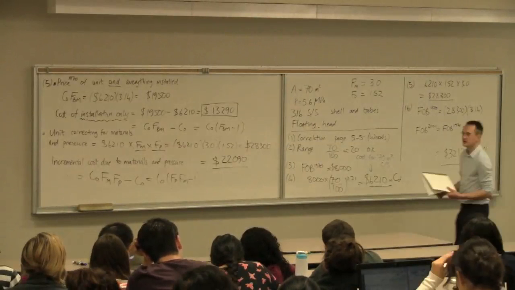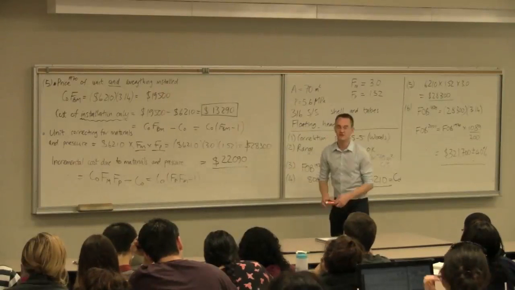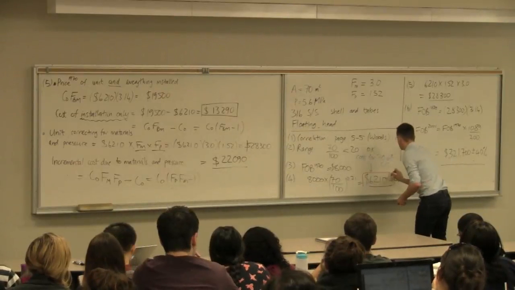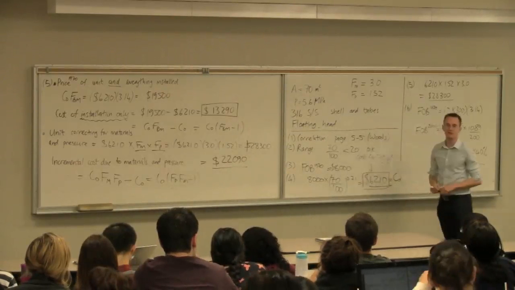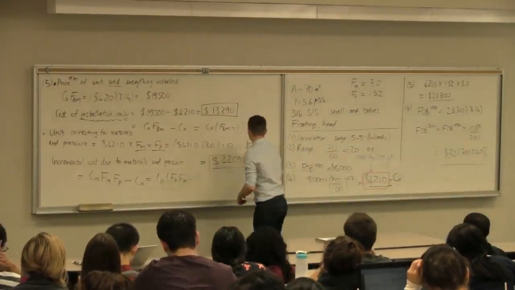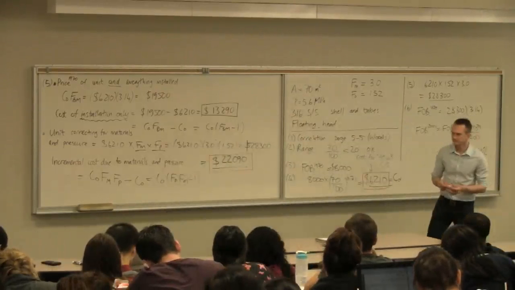So let me just put in orange here the cost I'm going to pay the vendor of this unit. I'm going to pay the vendor $6,200 to fabricate a base unit for me, and then I'm going to pay that vendor an additional $22,000 to accommodate my pressure and materials requirements.